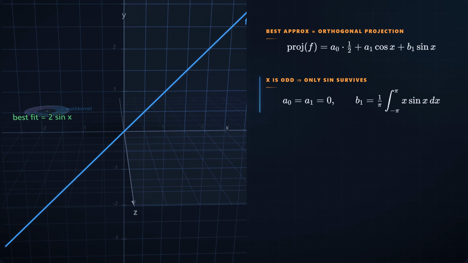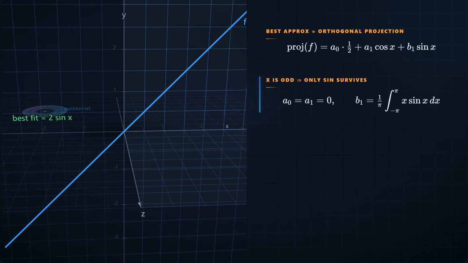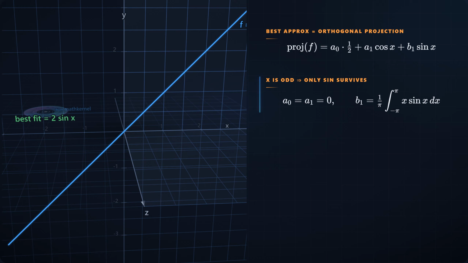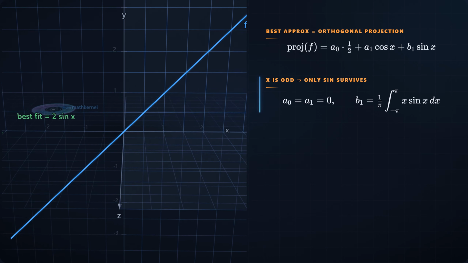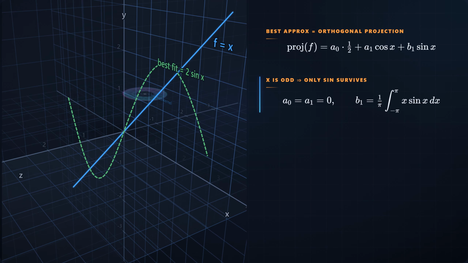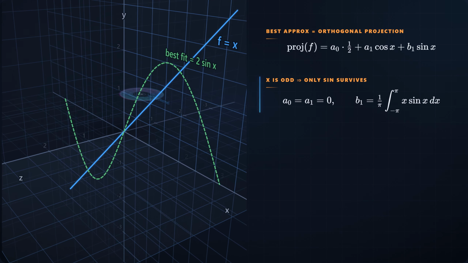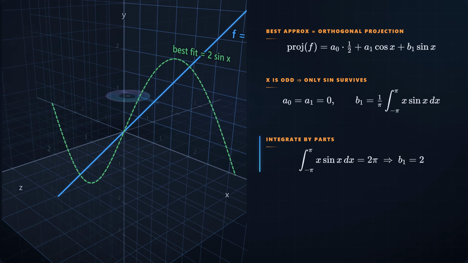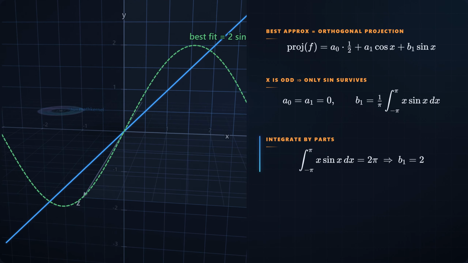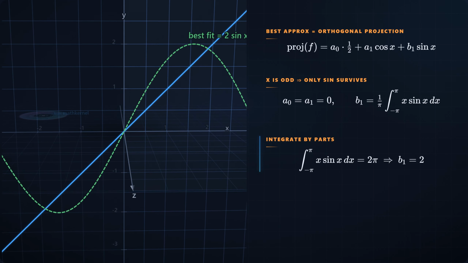Now f of x equals x is odd, so its products with the constant and with cosine x are odd. Those coefficients vanish. Only the sine coefficient can survive. b1, 1 over pi times the integral of x sine x. Integrate by parts. The integral of x sine x from minus pi to pi comes out to 2 pi, so b1 is 2.